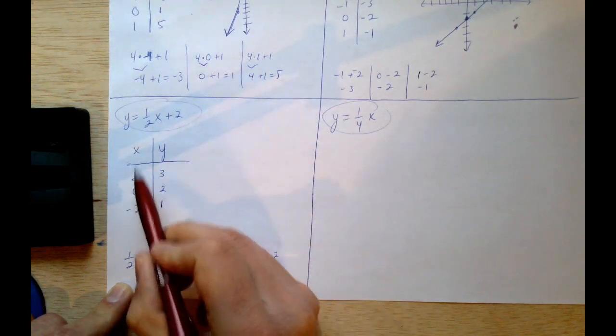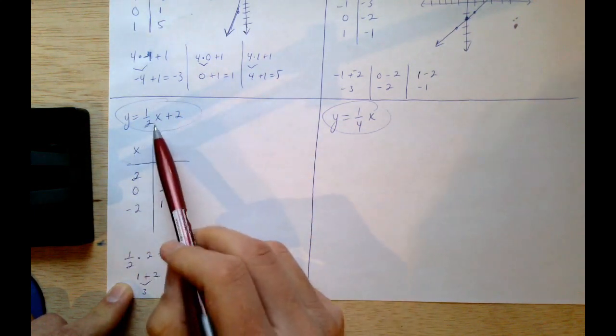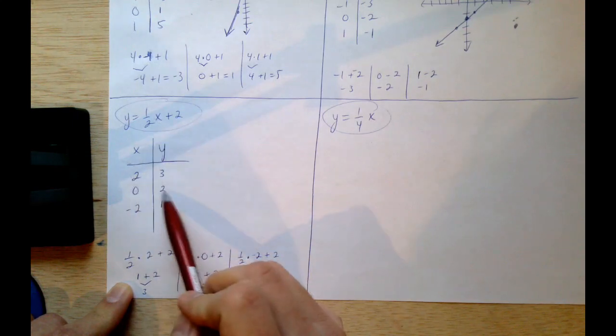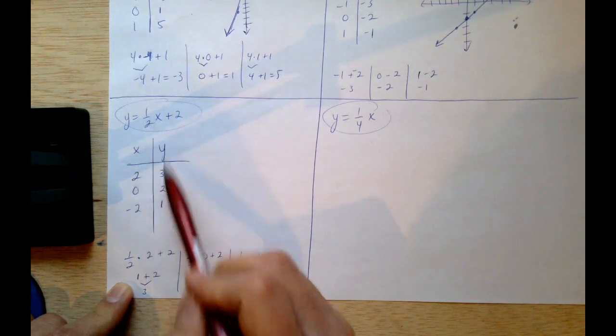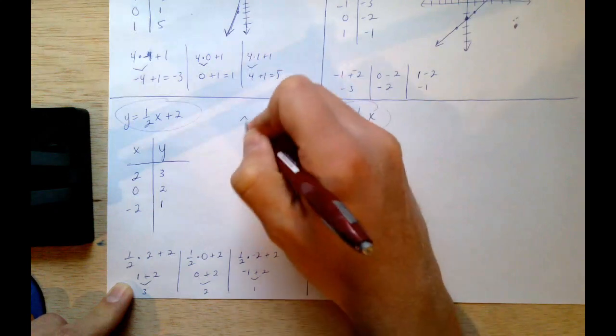So when x is 2, if I plug it into this equation, y is 3. When x is 0, y is 2. When x is -2, y is 1. Again, you want to set up your graph.